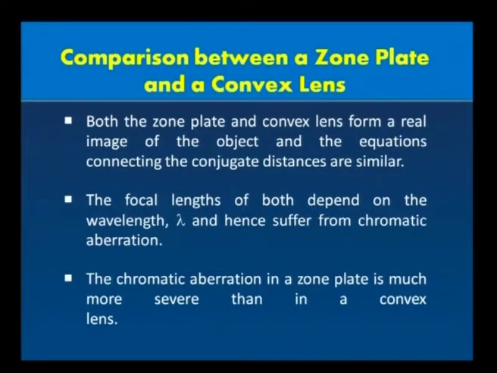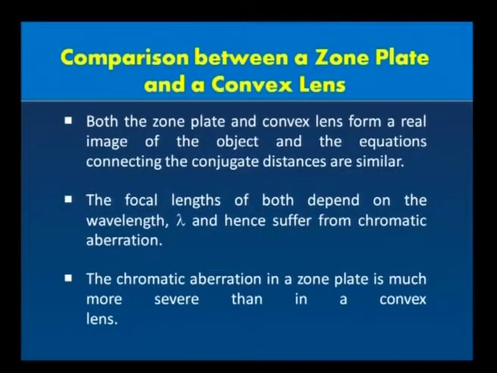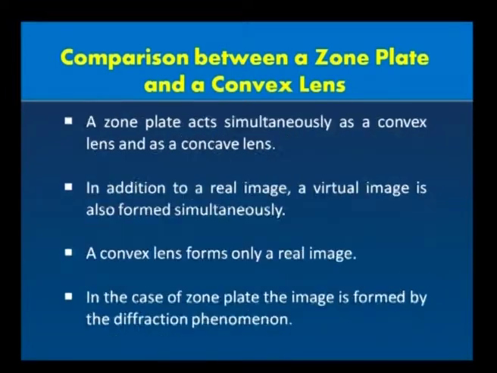Let us now see in detail the differences or the comparison between a zone plate and a convex lens. Both the zone plate and convex lens form real images of the object, and the equations connecting the conjugate distances are similar. That is, you have u and v, the distance separating the source and the lens, and similarly the lens and the image. The focal length of both depends on the wavelength, that is what I mean by chromatic aberration, and hence both suffer from chromatic aberration. The chromatic aberration in a zone plate is much more severe than in a convex lens.